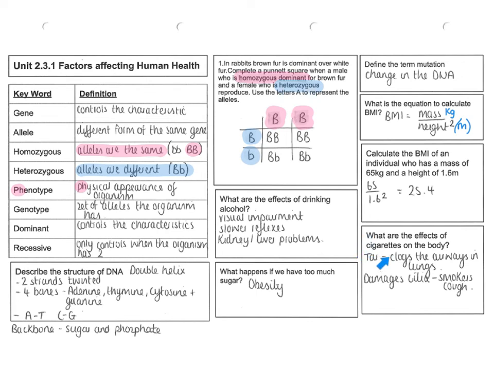What are the effects of cigarettes on the body? So we have tar, which is going to clog the airways of the lungs, and it's going to damage the cilia, which gives us our smoking cough. And they are the answers for Unit 2.3.1.